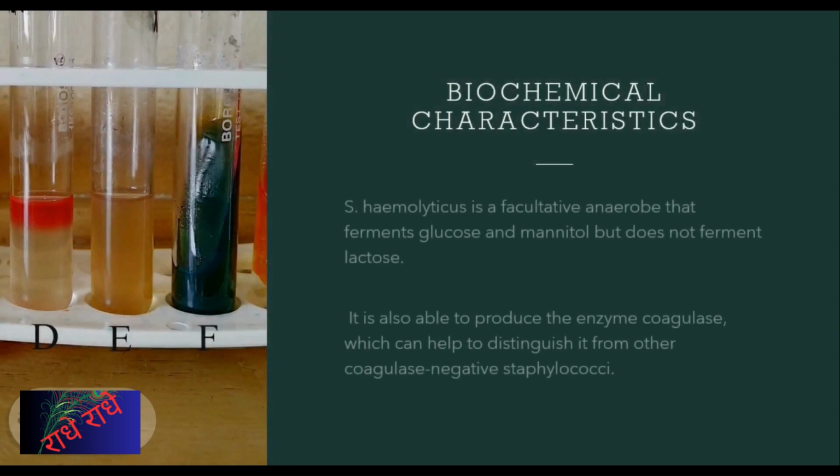Staphylococcus haemolyticus is a facultative anaerobe, capable of living without oxygen. It can grow on glucose and mannitol, and even more uniquely, it produces the enzyme coagulase, distinguishing it from other species of Staphylococci.